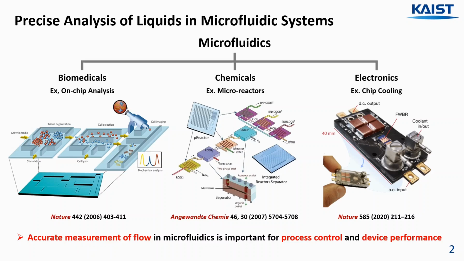In chemicals, the microreactor is one representative example which enables control of chemical reactions on a small scale, increasing efficiency and reducing sample waste. In electronics, for example, microfluidic cooling systems are used to efficiently cool chips, which is important for maintaining performance of chips. Across all these fields, accurate measurement of flow in microfluidics is important for process control and device performance.